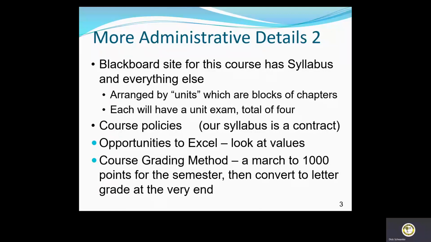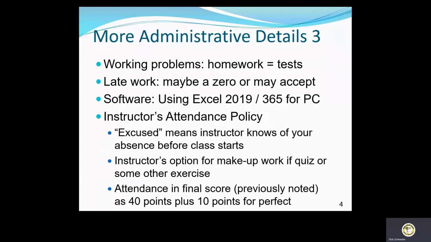But the course as a whole has 1,000 points total for the semester. You accumulate points as the semester goes on, and then after the last exam of the course, you add up the number of points and assign a letter grade off of that. Not surprisingly, 90% or 900 out of 1,000 points is an A grade, 800 and up, B. Now, how about these things?